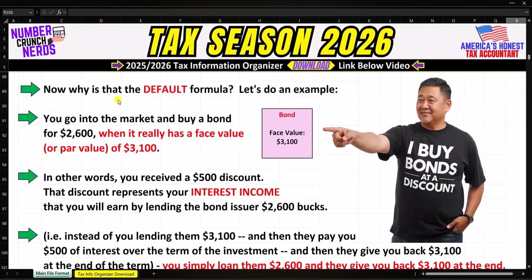Now, why is that considered the default formula for calculating the gain? Let's do an example. You go into the market and you buy a bond for $2,600 when it really has a face value or par value of $3,100. In other words, you received a $500 discount. That discount represents your interest income that you will earn by lending the bond issuer $2,600.